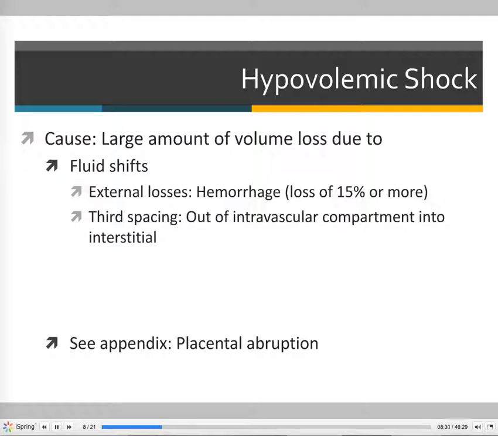Then there's third spacing that can lead to hypovolemic shock, and this occurs as a result of fluid shifting from the vascular to the extravascular space. And that occurs with internal hemorrhaging due to a rupture of, say, a major vessel aneurysm, and small bowel obstruction. Hypovolemic shock can develop as a result of the shift of fluid into the bowel lumen. And other causes of hypovolemic shock are DI, diabetes insipidus, diabetes mellitus, and diuresis. For a discussion on how placental abruption is related to hypovolemic shock, please see the appendix in the main PowerPoint.